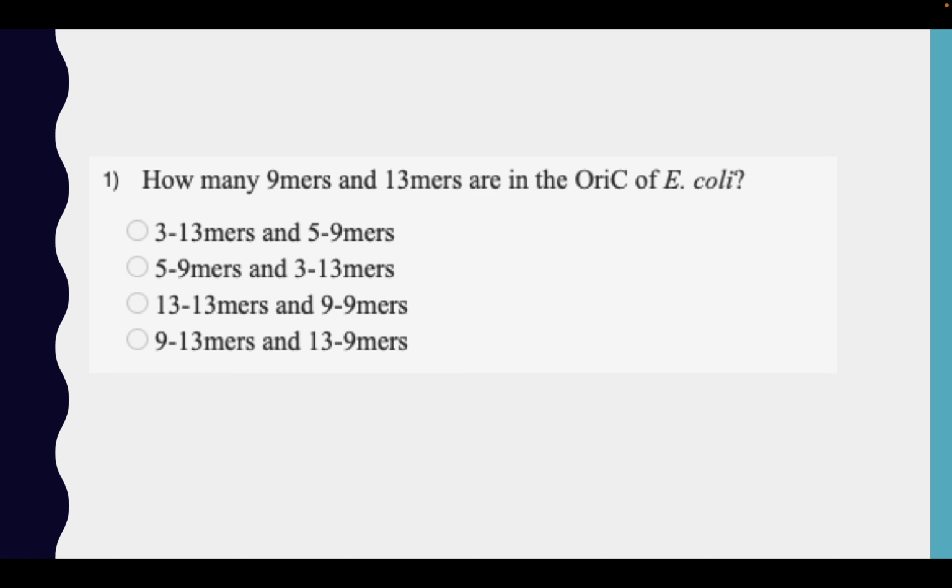So it is, there are 3 13-mers and there are 5 9-mers. Wait, yes, 5 9-mers and 3 13-mers, right? Ma'am, so option 1 and option 2 both are correct. Yes, both are correct.